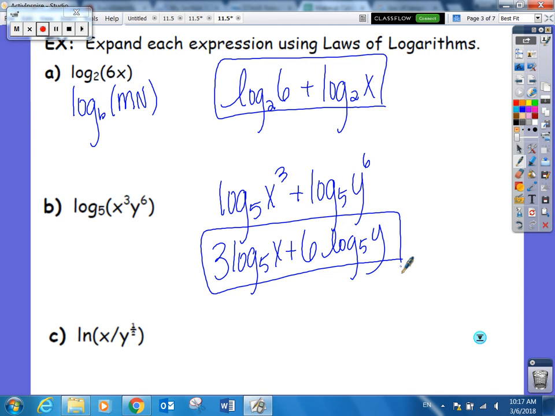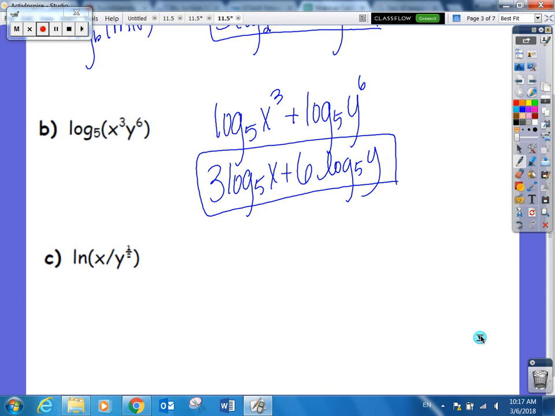We are not going to factor. If you factor, then it's not completely expanded. Okay, now you're combining things again. So no parentheses and the argument all by itself.